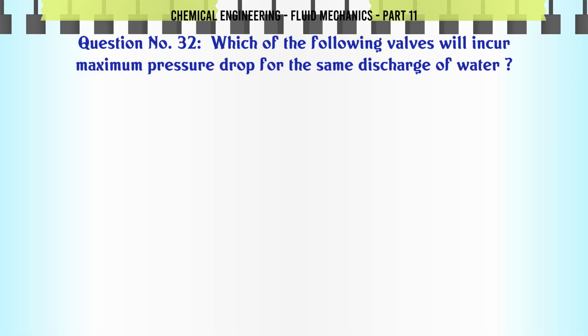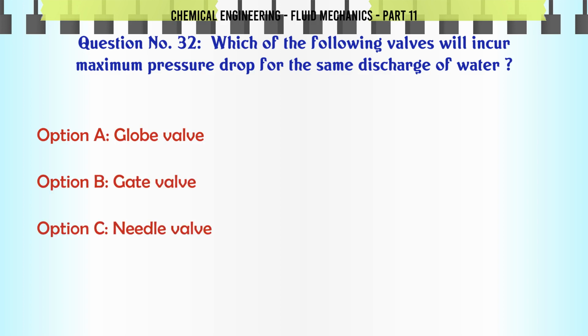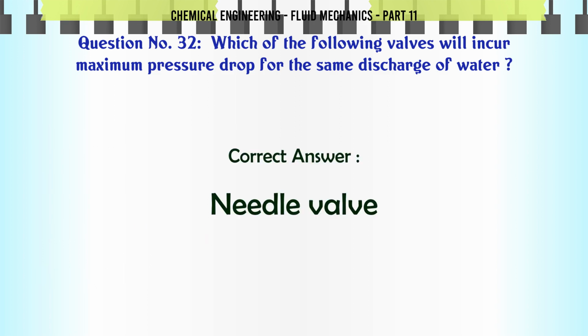Which of the following valves will incur maximum pressure drop for the same discharge of water? A. globe valve, B. gate valve, C. needle valve, D. butterfly valve. The correct answer is needle valve.